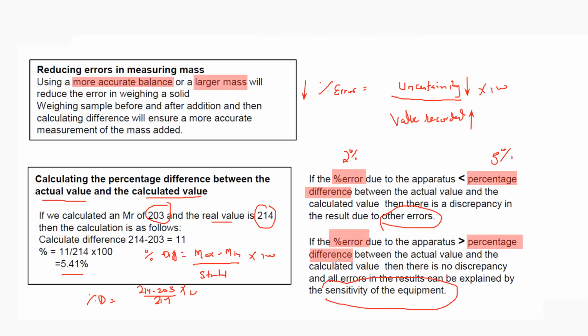Sometimes they ask you to calculate the percentage error as well as the percentage difference, and compare whether the difference between your value and the standard value is due to the apparatus. So how can you identify? If the percentage error is less than the percentage difference, you will say that the apparatus is accurate and the errors are due to other reasons. But if the percentage error in the apparatus is higher than the percentage difference, it means the errors are due to the apparatus which you are using.